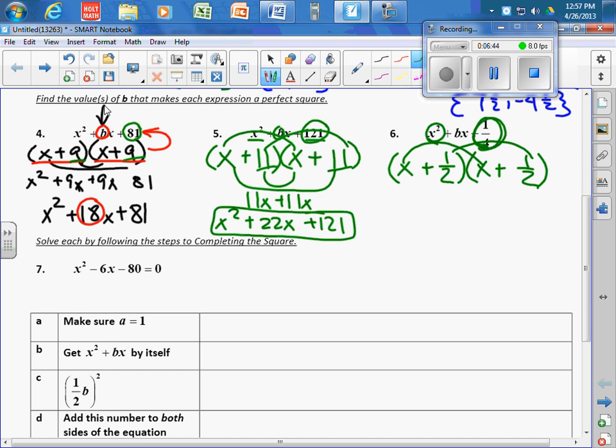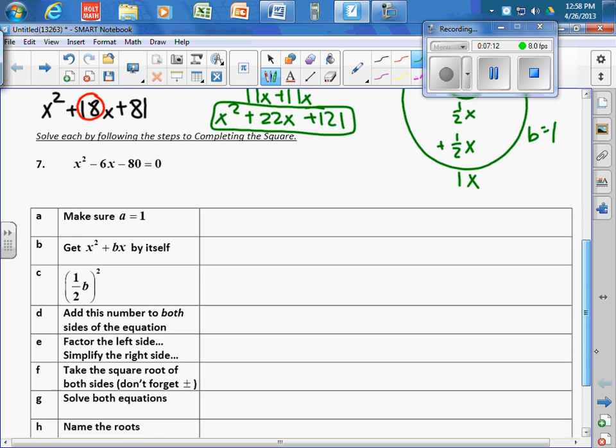What would b have to be equal to? Well, 1/2 x plus 1/2 x. Wouldn't that give you 1x? So in this case, b would have to be equal to 1. Well, these are perfect square trinomials, and that's what we need to have when we're talking about completing the square. All right, so let's dive in and see what it takes in order to complete the square.